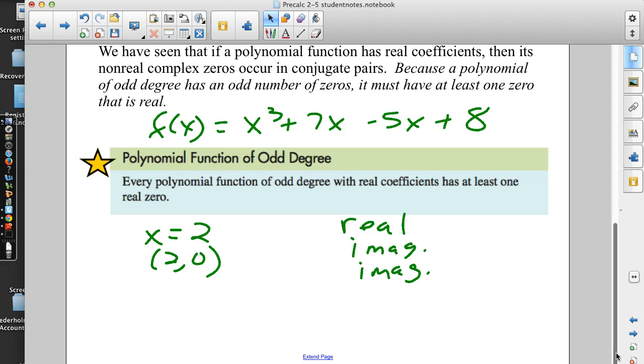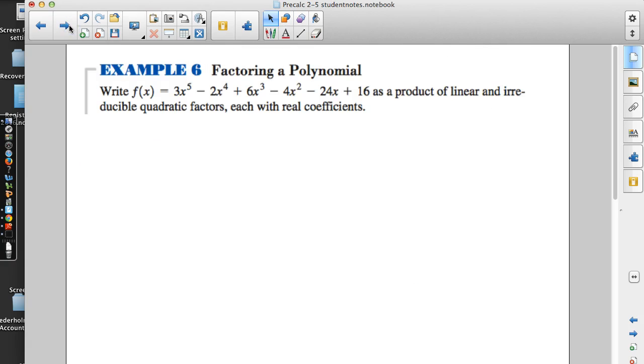So every polynomial function of odd degree with real coefficients has at least one real zero. It has to. You have 2 imaginaries and 1 real, or all 3 are reals. It has to work that way. So that gives us a little bit of insight into what we are trying to find, what we need to do. This one says we're going to factor again.